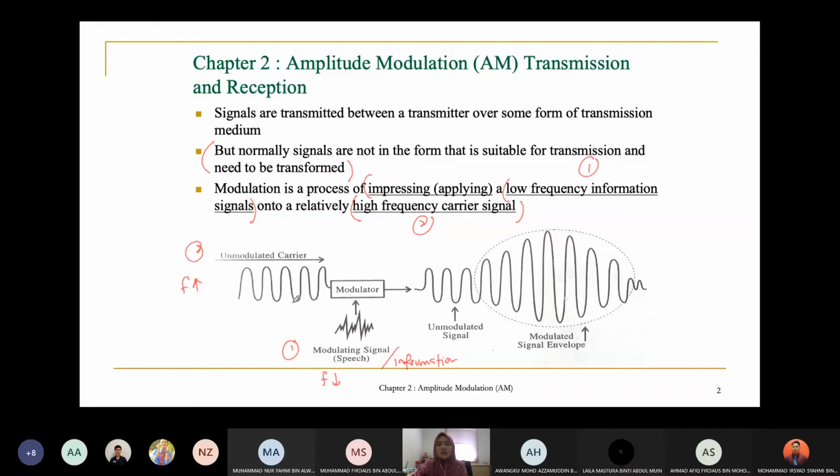So the process of modulation is applying a low frequency information signal onto a relatively high frequency carrier signal. This is the signal that we want to send, and this is another signal that we generate. And at the output, you will get the modulated signal envelope, something like this. So this is the basic concept of the modulation process.